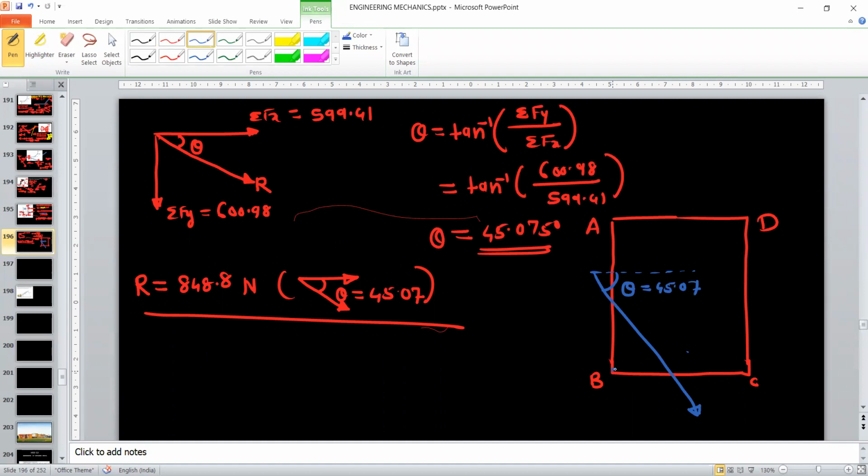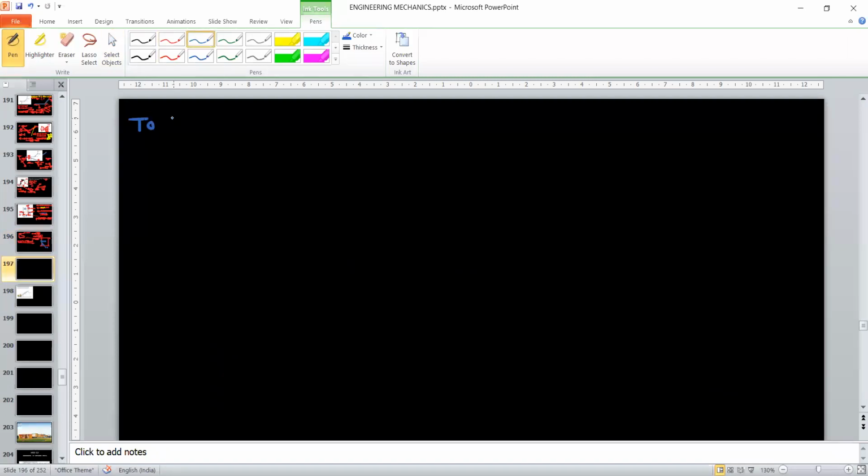So the resultant may be acting at a perpendicular distance d with respect to point B. We have to shift this resultant to point B and show a single force and couple system at point B. So for that, to shift the resultant R at B, just take the moment about B by all the forces.